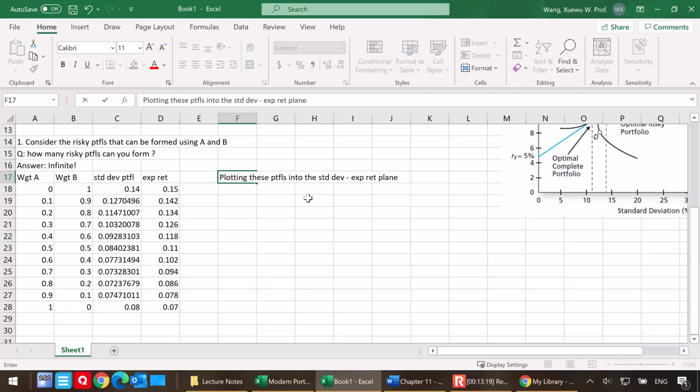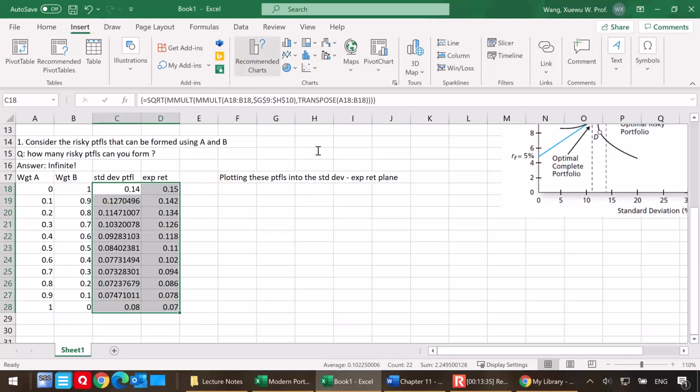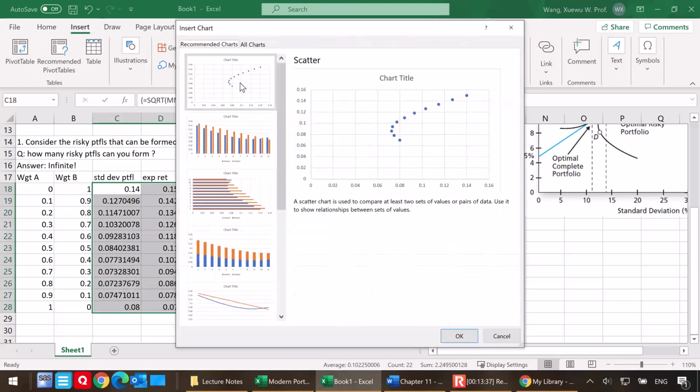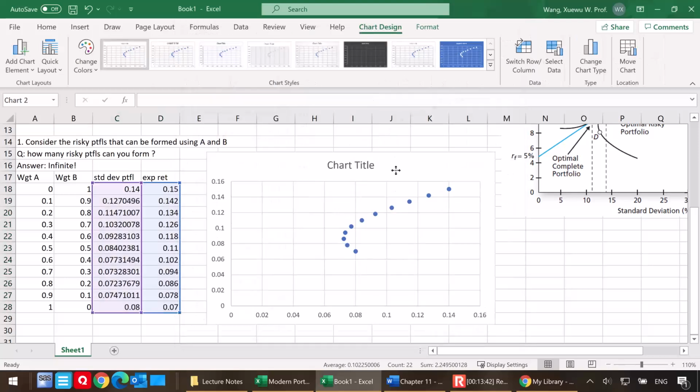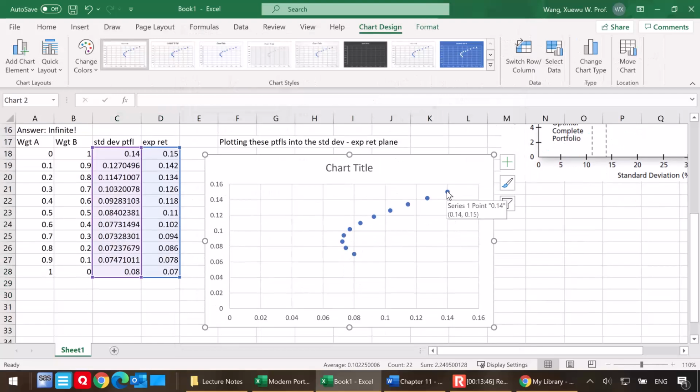So I'm talking about the standard deviation expected return plane. A plane, it's a geometric term. Let me highlight all these numbers I want to use for my plot, go to insert, recommended chart, and I can do a scatter plot. If I do a scatter plot, I have all these dots. Each dot corresponds to a portfolio we have just constructed.